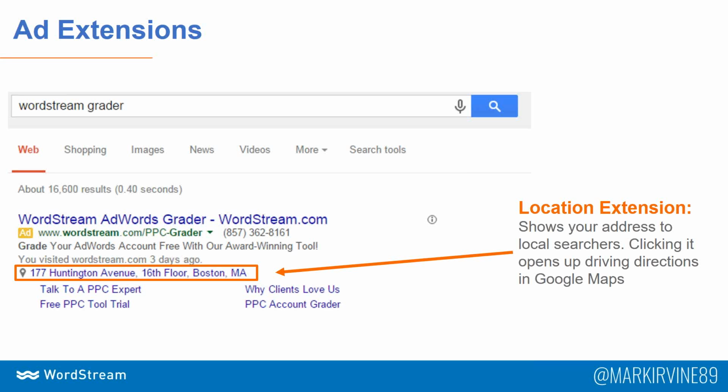A location extension, we can add in our address, and then we can show that address to local searchers. So we can begin to send foot traffic to our physical brick and mortar store.